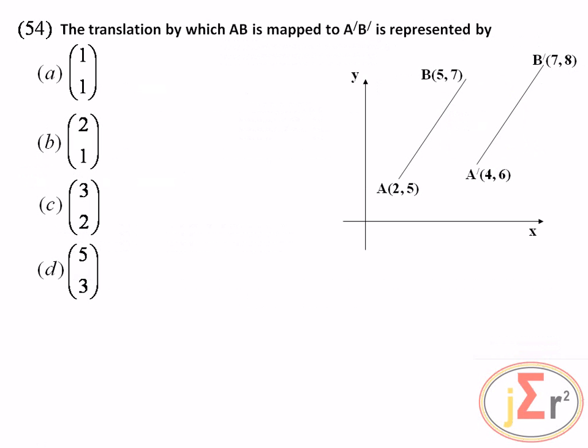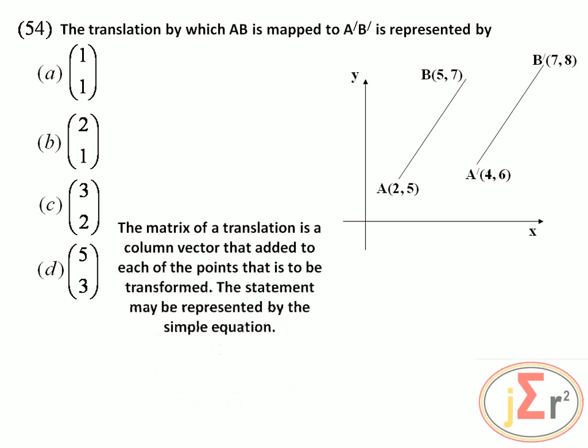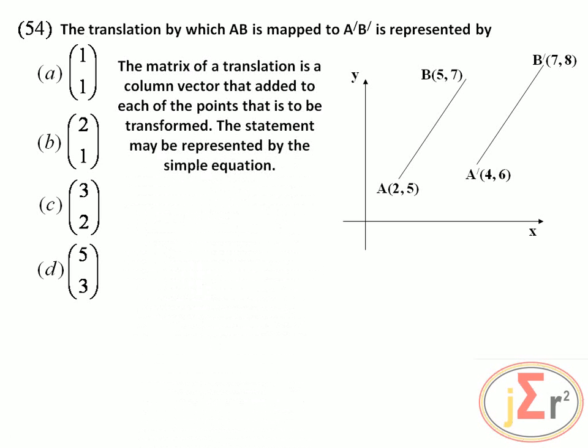The translation by which AB is mapped to A prime B prime is represented by which one of these? Translation vector, vector of translation. The matrix of translation is a column vector that is added to each of the points that is to be transformed. The statement may be represented by the simple equation. So let us represent that.